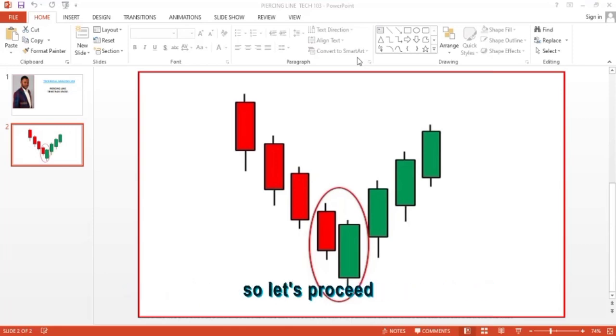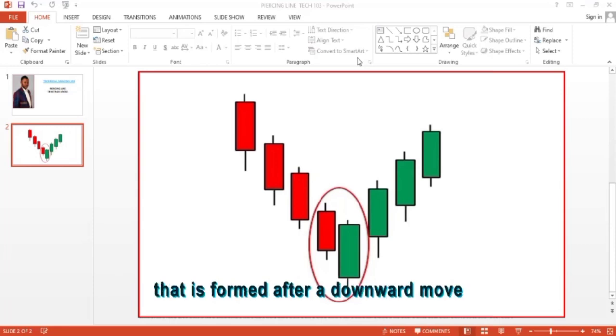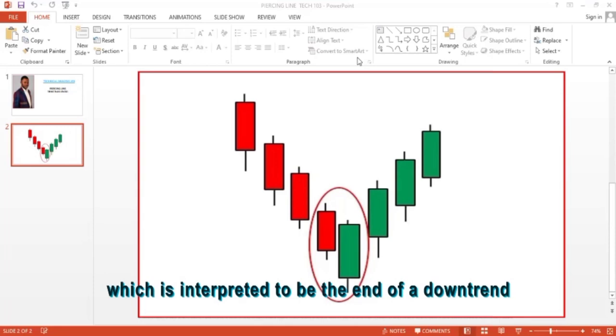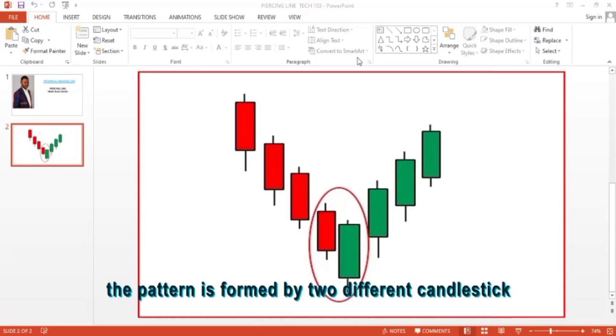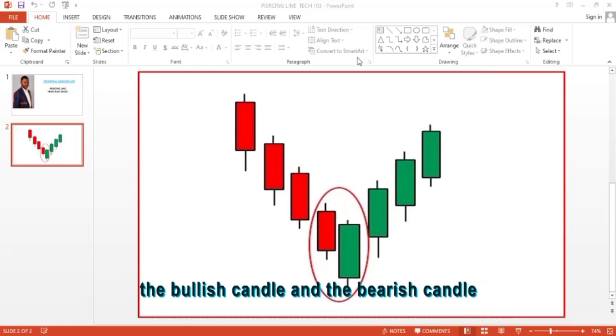So let's proceed. The piercing line candlestick pattern is a bullish reversal candlestick pattern that is formed after a downward move, which is interpreted to be the end of a downtrend. The pattern is formed by two different candlesticks of opposite color, the bullish candle and the bearish candle.